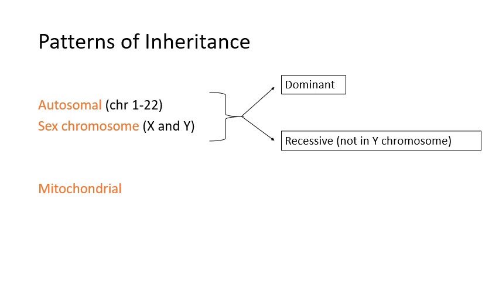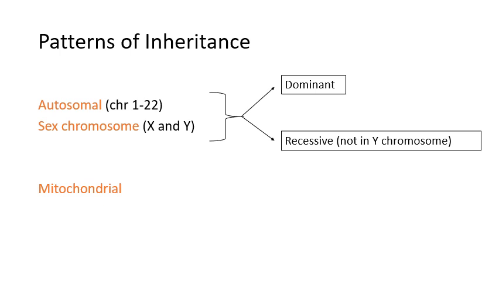Now let's go into the patterns of inheritance. So the first two here, autosomal and sex chromosome, these two are the Mendelian patterns of inheritance. And then we've got the non-Mendelian, which is mitochondrial. So you may have learned from your previous lectures that most of the DNA is within the nucleus, but there is also some DNA outside the nucleus in the mitochondria. So these are different types of inheritance. It's a mitochondrial inheritance, and we'll learn about that later. But we'll concentrate right now on Mendelian inheritance patterns.